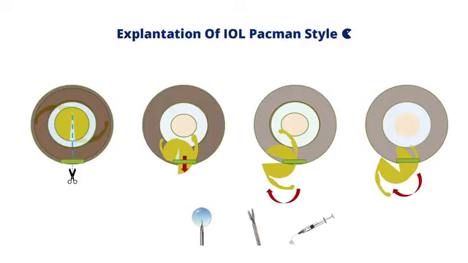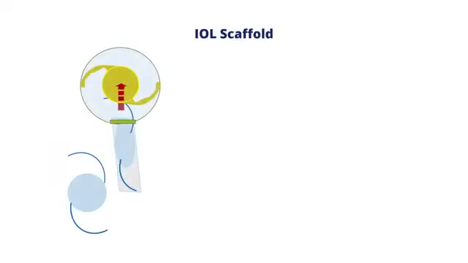And in this way, we do not actually have to pull out two pieces separately because they come along together. Now, in this other technique called the IOL scaffold technique, which has been recently described, we are using the lens that we're going to exchange to really provide a scaffold and a protection for the posterior capsule of this eye.